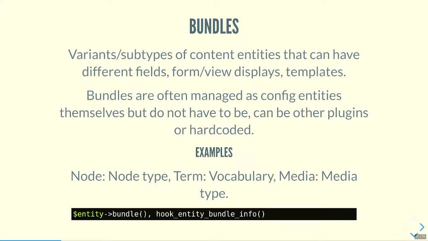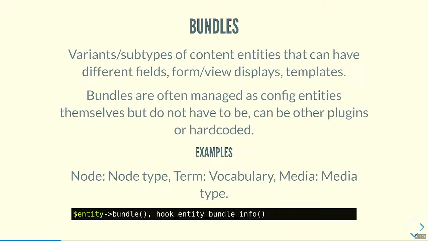Then bundles are kind of a weird word, but they're basically subtypes of content entity types. So you have different variations or subtypes or bundles of the same entity type. They share a bunch of fields, and then they have additional different fields. So for example, for nodes, we have node type. For terms, you have the vocabulary. For media, you have media type.